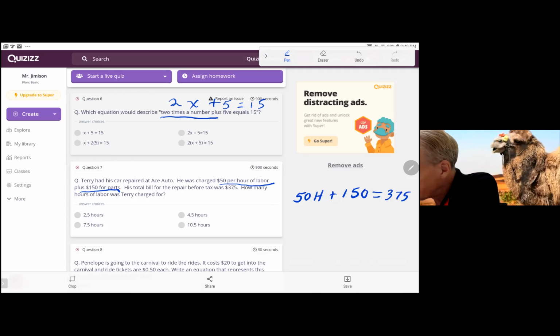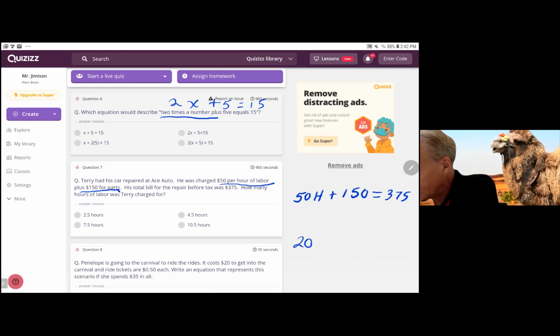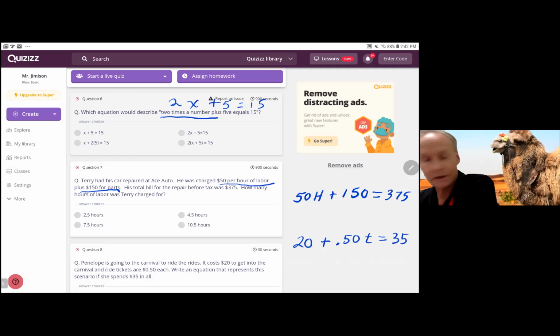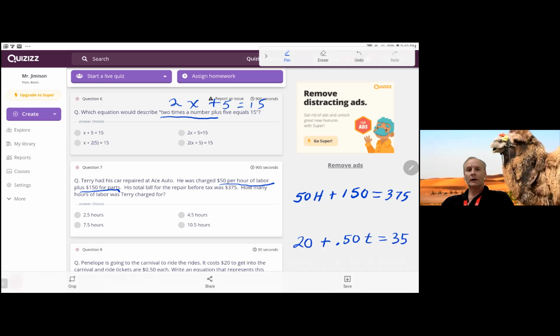This last one. Penelope is going to the carnival to ride the rides. It costs $20 to get into the carnival. So it costs $20 to get in, and tickets cost 50 cents each. I'm going to say 50 cents times the number of tickets. Write an equation that represents the scenario if she spent $35 in all. So there you have it. All I'm doing is writing what it says they're doing.